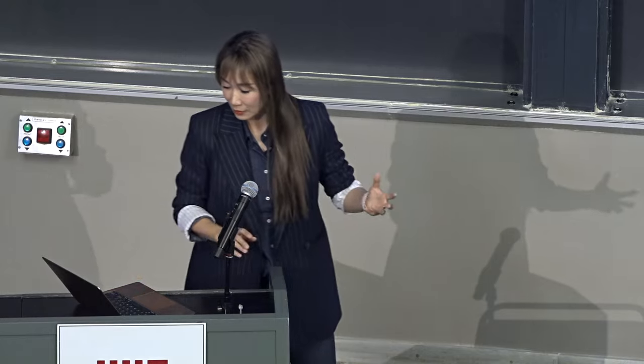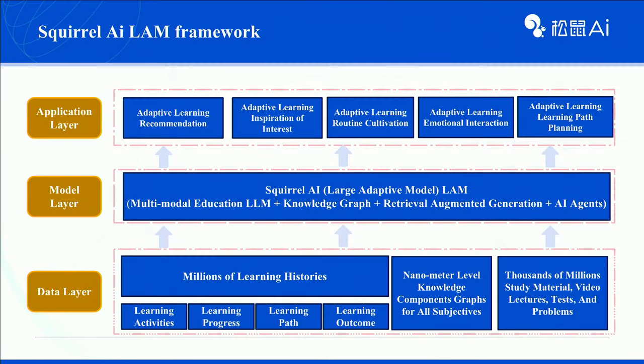So how did we build this system? This is our LAM framework. The bottom layer is the data layer. With the data, we have the content, including the videos, questions, and mistakes, and why the students make mistakes, the mistake reasoning map, and also some lecture notes and analysis of the learning records. So that's the contents part. And also we have the knowledge graph for both the subject's curriculum and also the MCM knowledge graph. With the knowledge graph, we break down the knowledge points from the regular knowledge points level into nano scale level knowledge points, which I will mention later on.